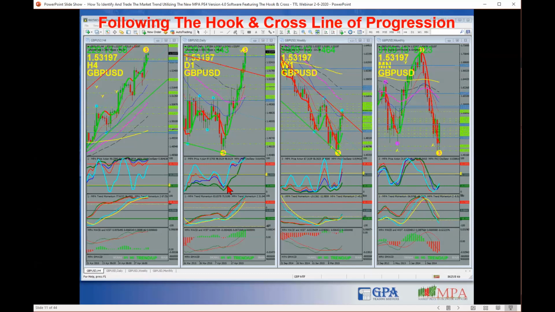If I get a daily hook and cross, the 4-hour goes to overbought. So just remember that cycle. It gives you a time frame and a fuel gauge. So many traders are like, well, when do I get in? And when they finally get in, they have no clue as to when to get out. Well, these gauges will tell you when you should be getting out based on what time frame shows the hook and cross.